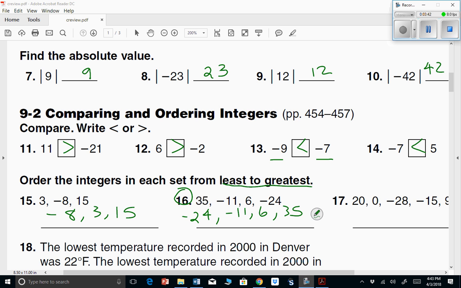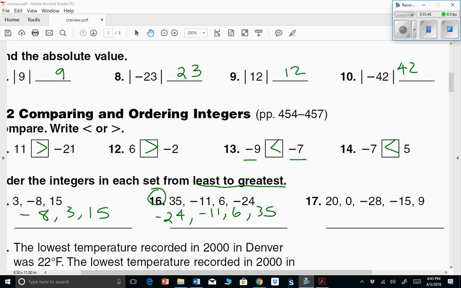Again, we have a couple of negatives over here and a 0 as well. So it goes negative 28, negative 15, 0, 9, and 20.